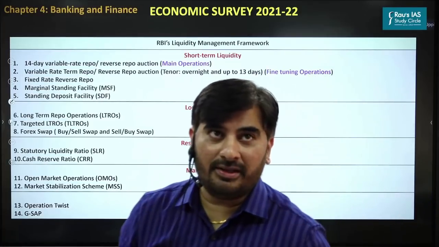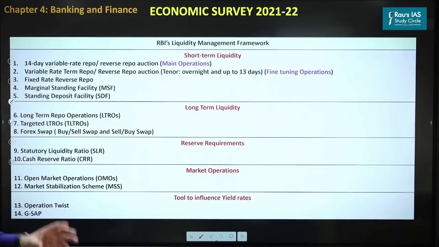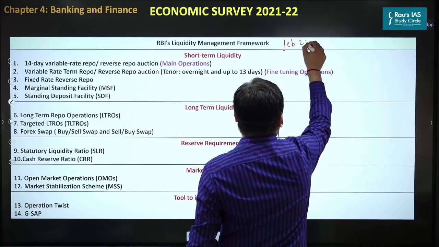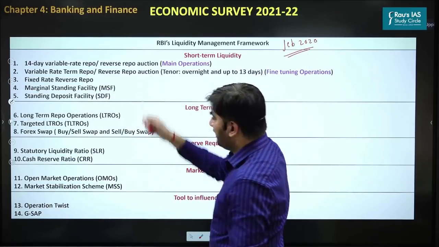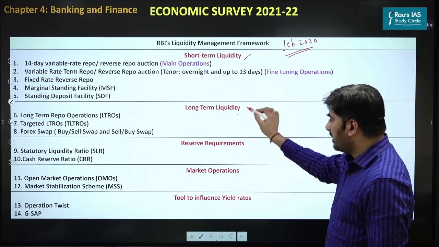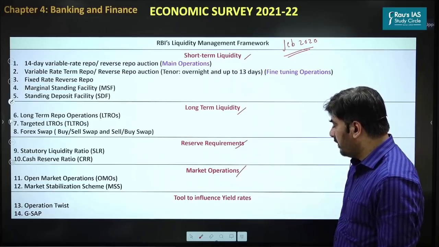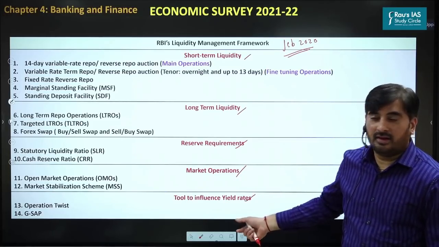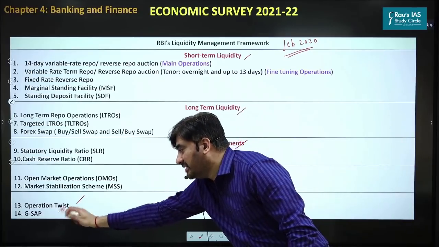So can you see this table here, all of you? This particular table shows the revised liquidity management framework. That is, all the tools the RBI uses to manage the liquidity in the economy. This revised liquidity management framework was adopted by the RBI in Feb 2020. As you can see, you have different tools used by the RBI to manage short-term liquidity, long-term liquidity, reserve requirements, open market operations, and tools to influence the yield rates. In that you have Operation Twist and GSAP program.